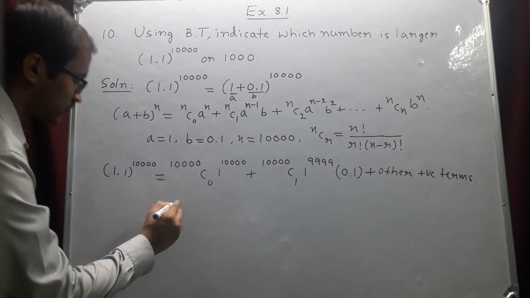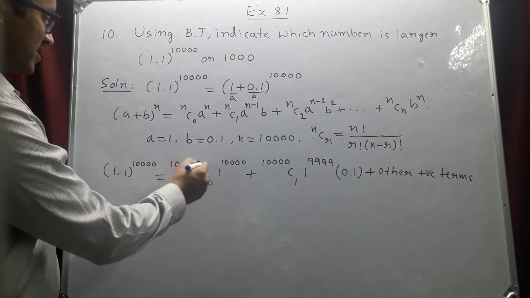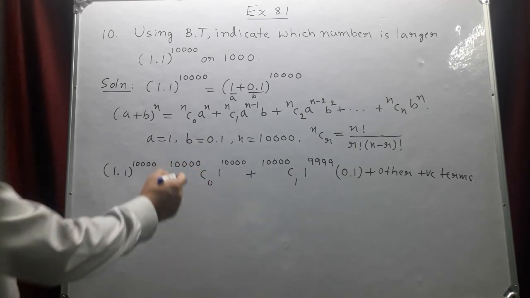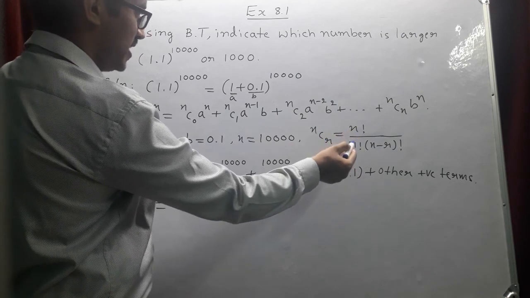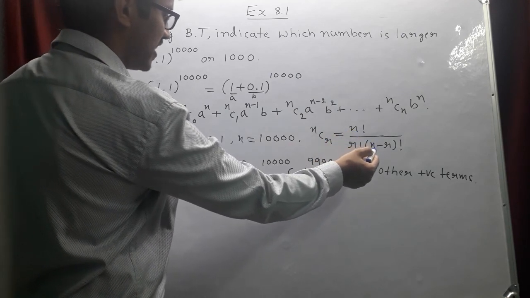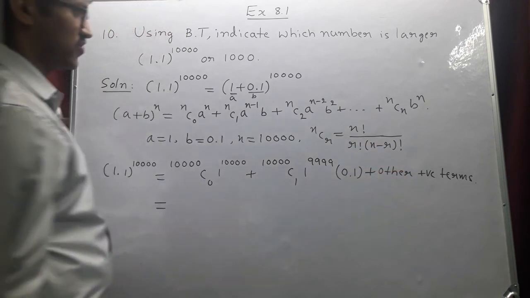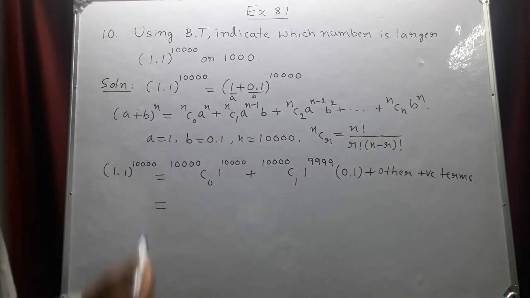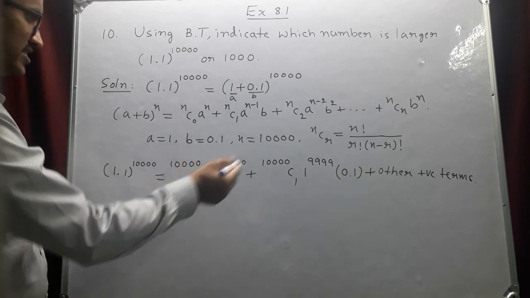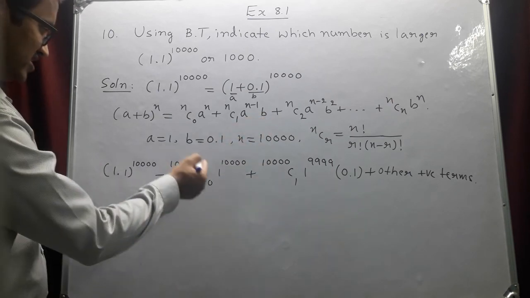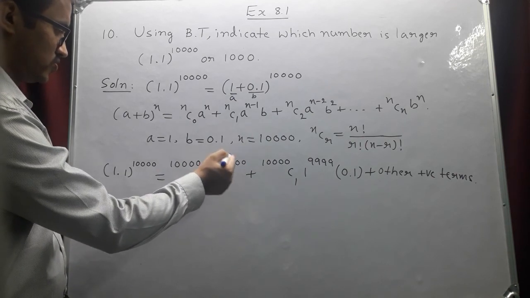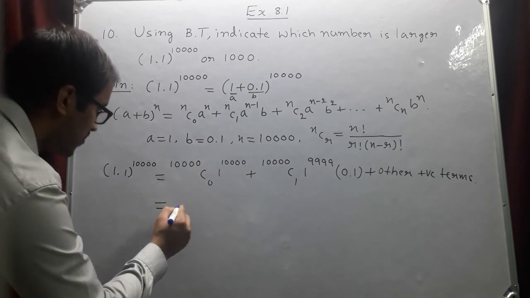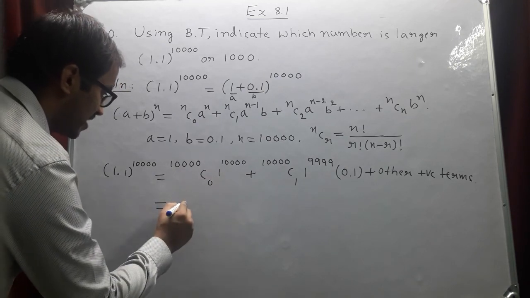So that is equal to 10,000C0. So what will we get? 10,000C0, that is 10,000 factorial by 0 factorial into (10,000 minus 0) factorial. So 10,000 factorial will get cancelled, and 0 factorial is 1. So this value becomes 1. Again 1 power 10,000, so this value is also 1. So the value of this first term becomes 1.